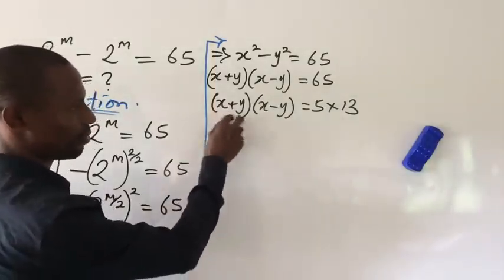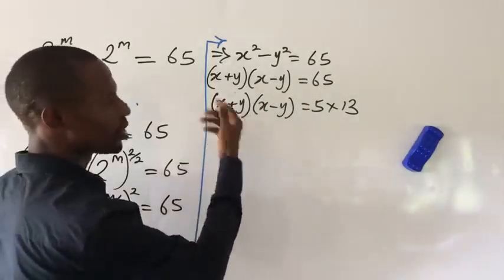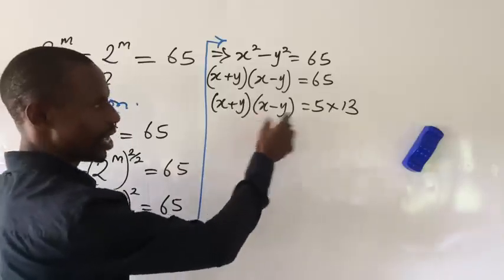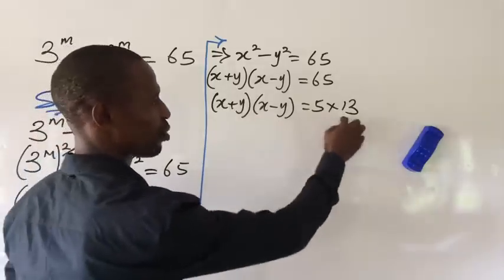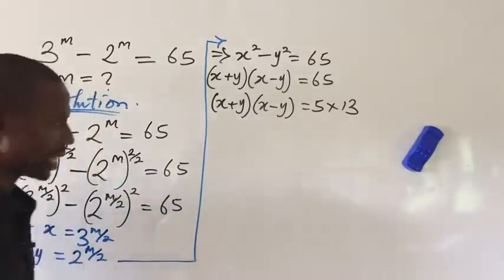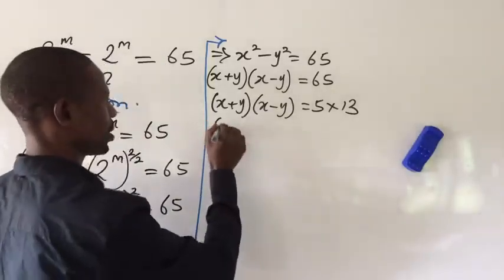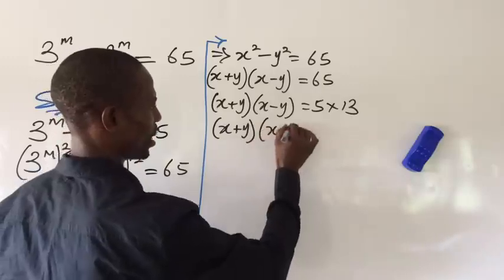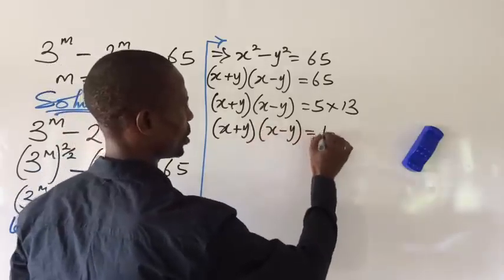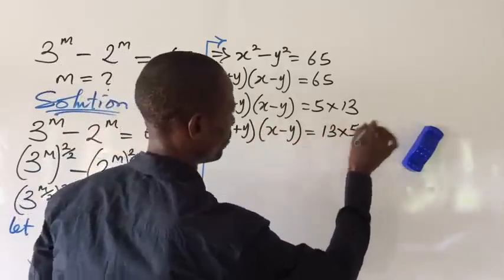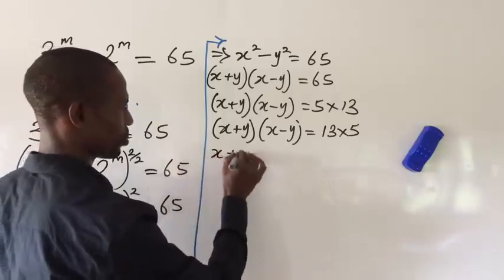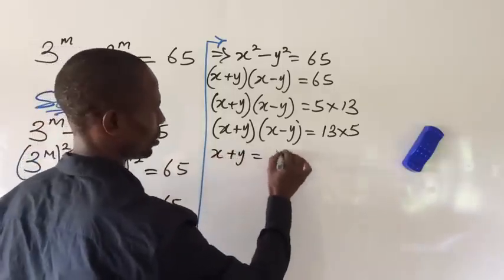So the sum of these two numbers must be greater than the subtraction of these two numbers. And so we have to rewrite the expression we have on the right hand side. So our expression will now become (x + y)(x - y) = 13 times 5. With that, this now implies that x + y = 13.